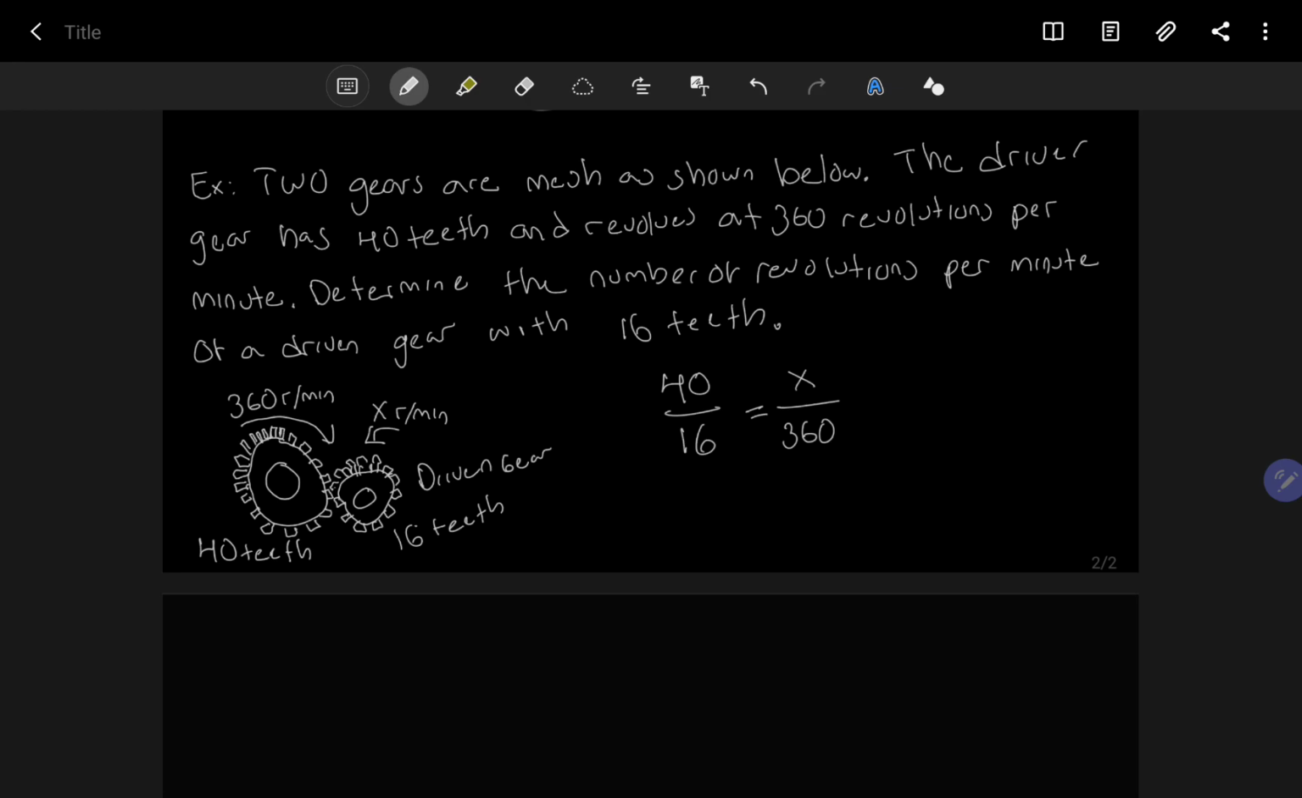Now that we have this, we can actually try to solve this out. We got 16x on this side, and we got 40 times 360 on the other one. So I got 14,400, and I can divide that by 16 now. So how many rotations per minute am I getting on the smaller one? 900 rotations per minute.